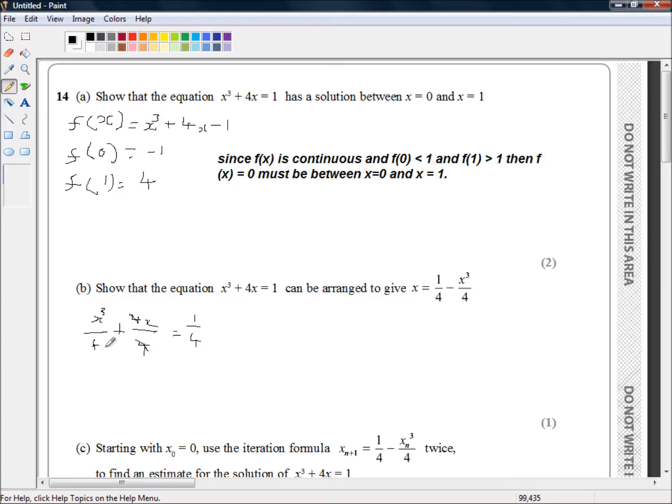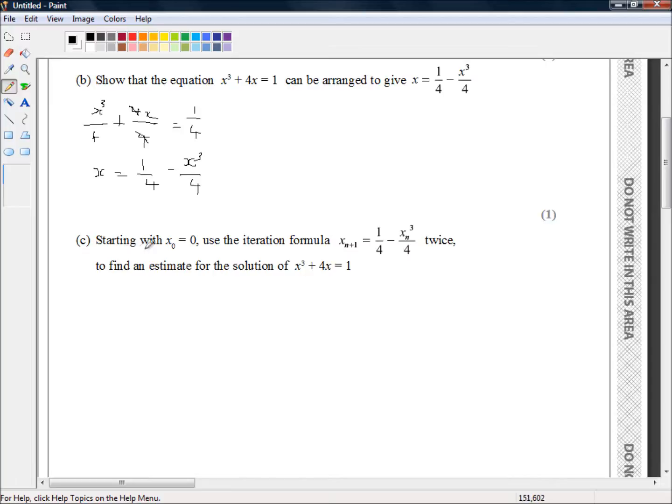And now we've got x here, so if we just leave that on its own by moving this term over to here, the sign is going to change to negative because we're basically subtracting x cubed over 4 from both sides. So we've got x is equal to 1 over 4 minus x cubed over 4, which was to be shown.